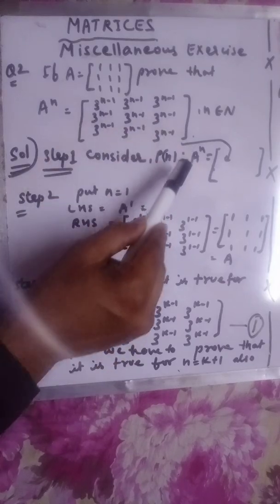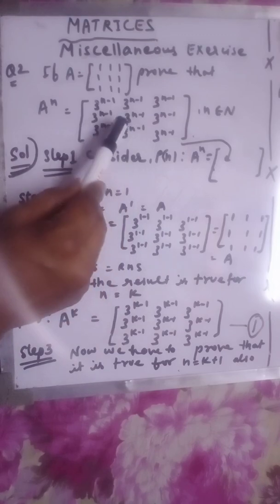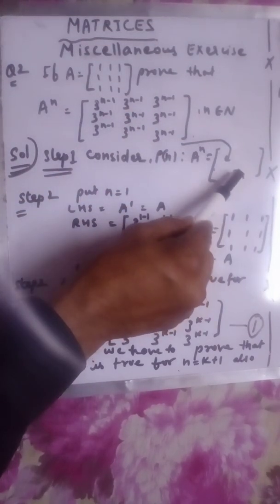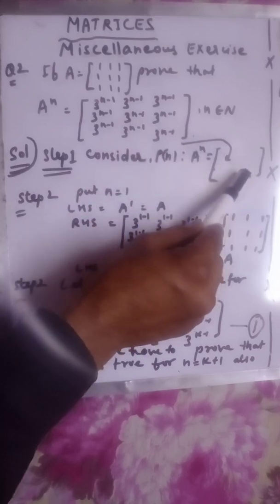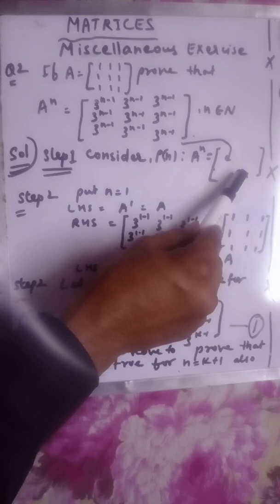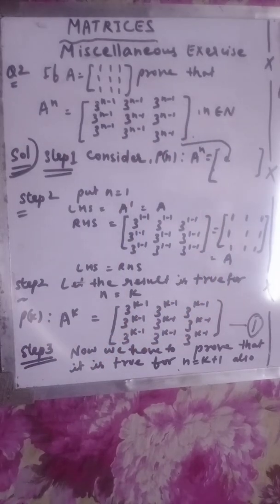Fine. And A raised to power n, and I'm not writing the whole matrix. So this matrix you have to copy here. The same matrix you have to write, because there is no space. So that's why I'm not able to write this, but you have to write here this value.